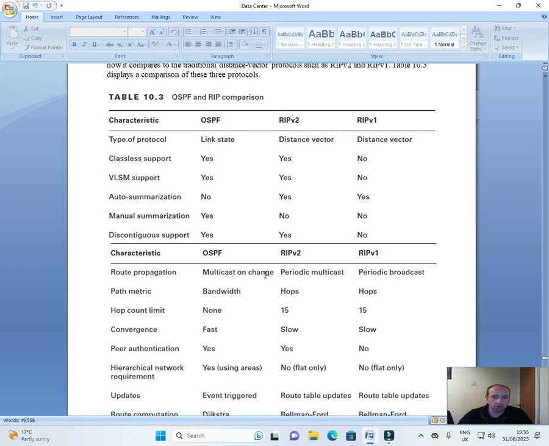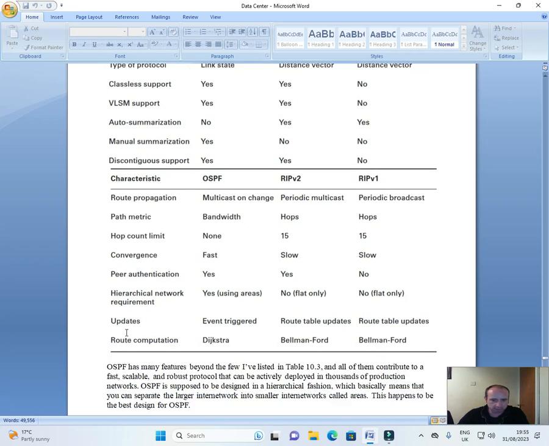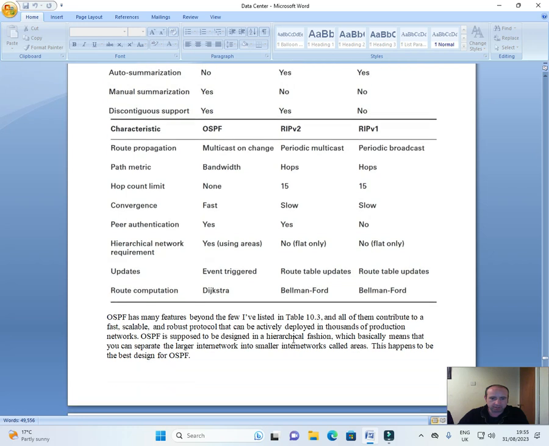Route propagation: multicast on change, periodic multicast, periodic broadcast. Path metric: bandwidth, hops, hops. Hop count: no limit, 15, 15. Convergence: fast, slow, slow. Peer authentication: yes, yes, no. Hierarchical network requirement: yes, using areas, no, flat only, no, flat only. Updates: event triggered, route table updates, route table updates. Route computation: Dijkstra, Bellman-Ford, Bellman-Ford.